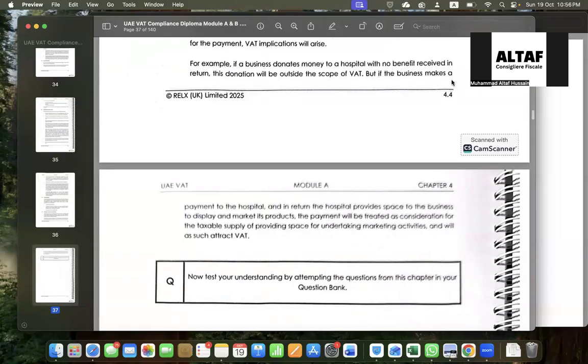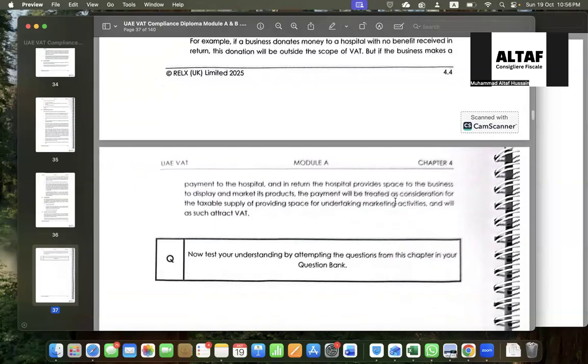But if the business makes a payment to the hospital, and in return, the hospital provides space to the business to display and market the product, now there is a reciprocal arrangement. That's where the VAT implication will arise. Why? Because now this business is not paying the hospital free of consideration. They are getting some advantage in return. The payment will be treated as consideration for the taxable supply of providing space for undertaking marketing activities and will, as such, attract VAT.